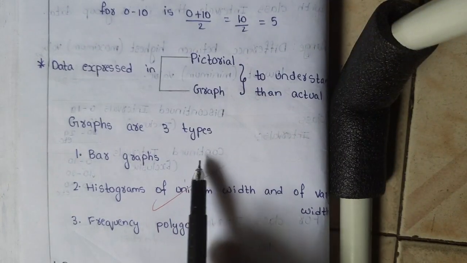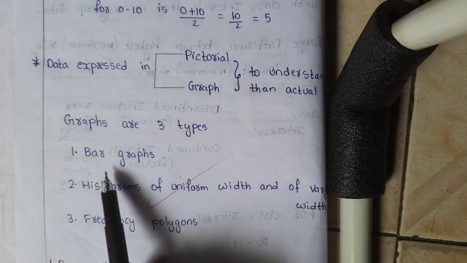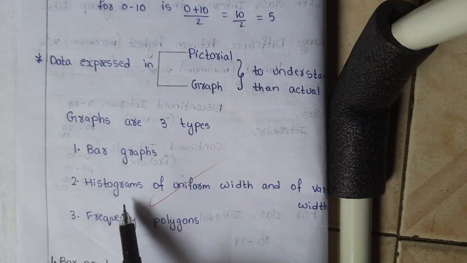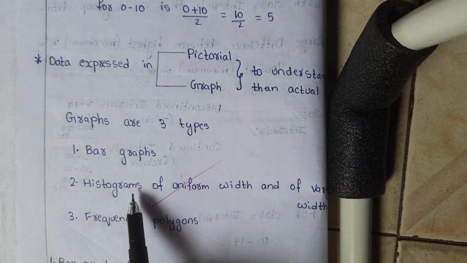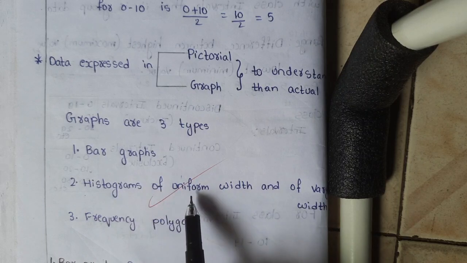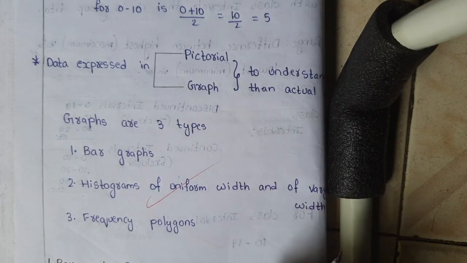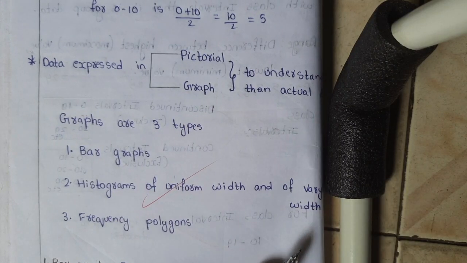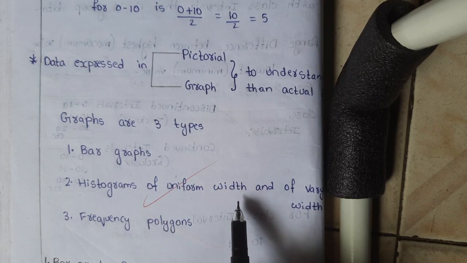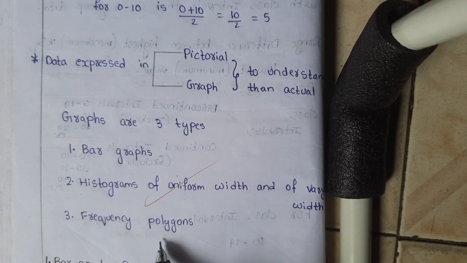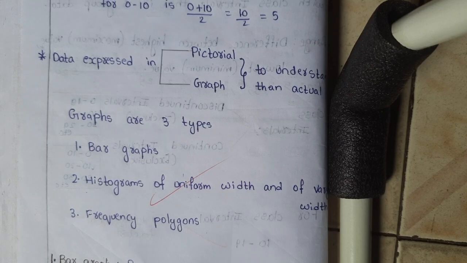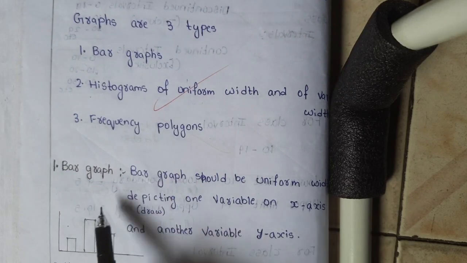Those graphs, what are the 3 types I am going to explain. Bar graphs, which are present in 9th class, are very important, along with histograms. The first one is the bar graph, the second is histograms of uniform width and of varying width. Different varieties are there. And the third one is frequency polygons. First we are going to discuss the bar graph.